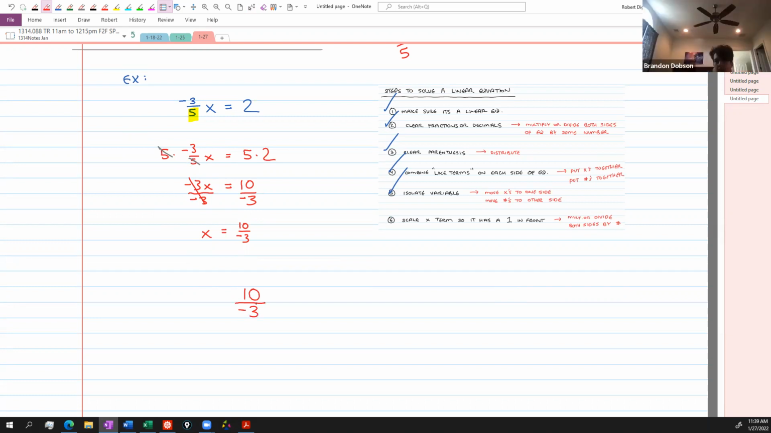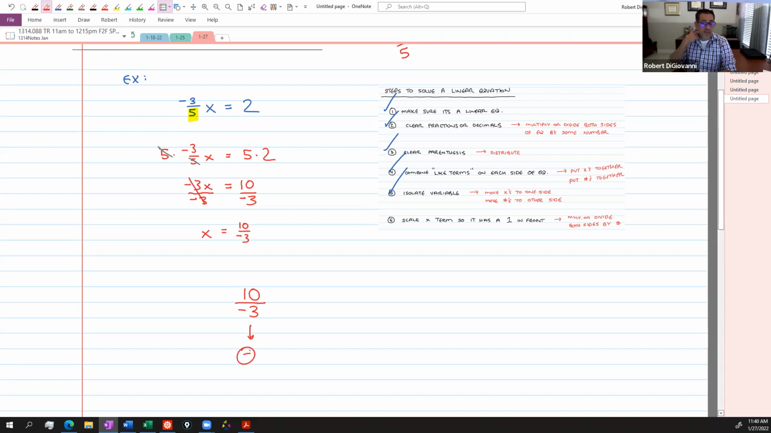Positive is on top, right? You have 10 on top, and on the bottom, you're dividing by -3, right? So positive divided by negative should be a negative number, right? Positive divided by negative is negative.